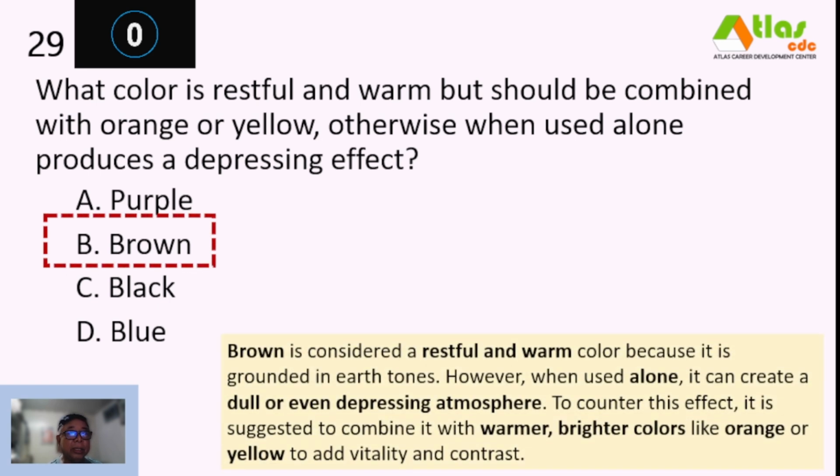Brown. So brown is considered a restful and warm color because it is grounded in earth tones. However, when used alone, it can create a dull or even depressing atmosphere. To counter this effect, it is suggested to combine it with warmer, brighter colors like orange or yellow to add vitality and contrast.